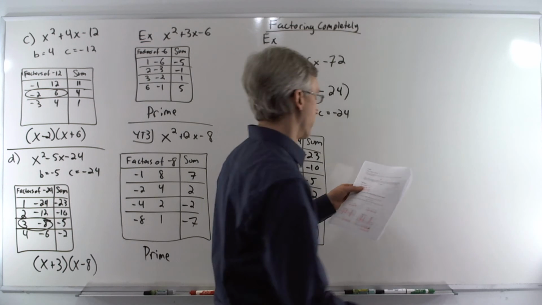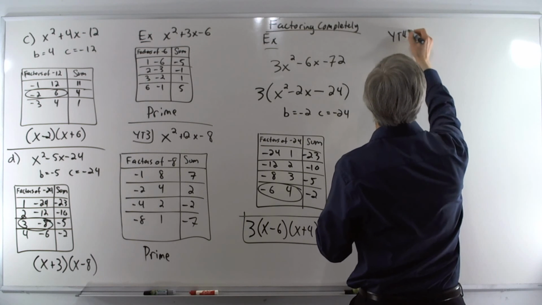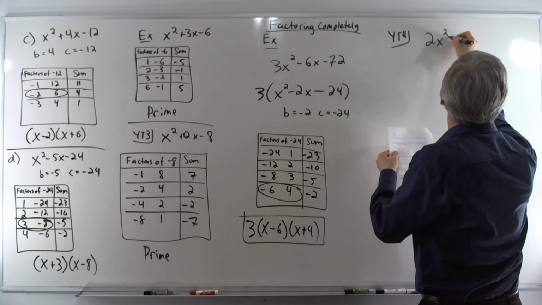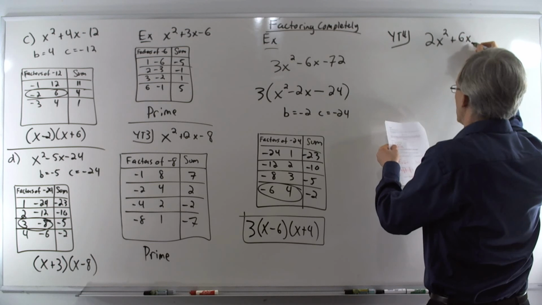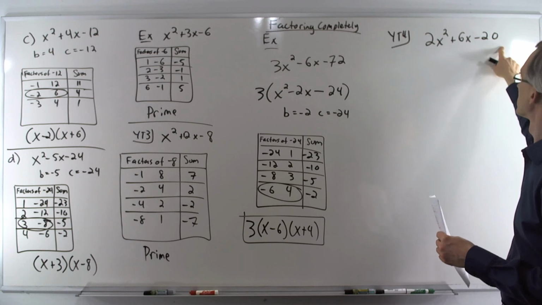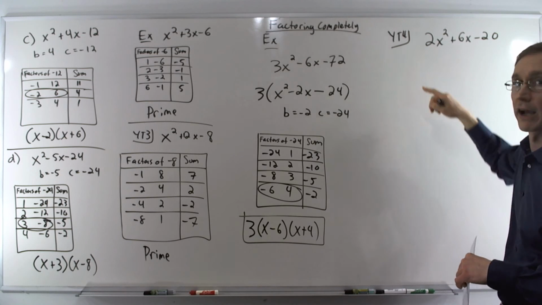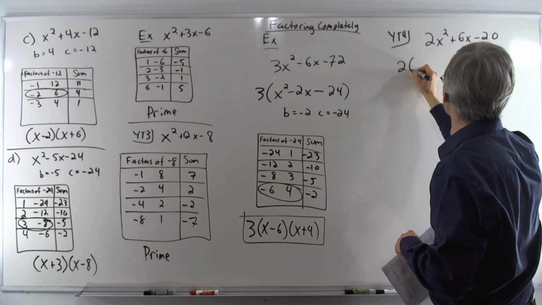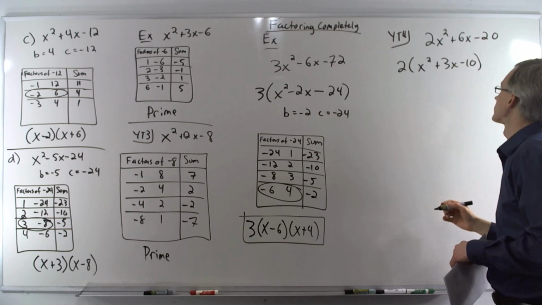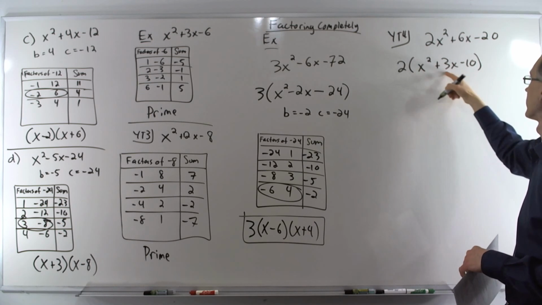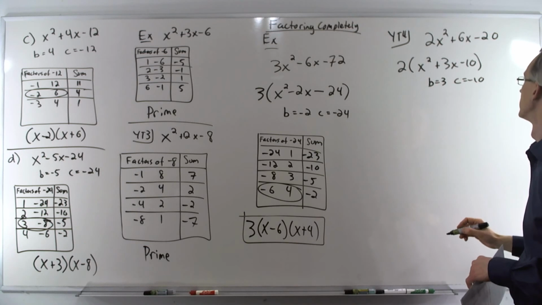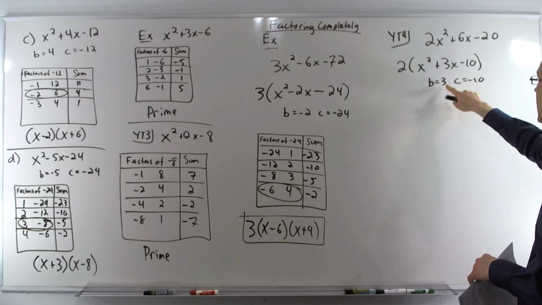Your turn, number 4. So we've got 3 even numbers. All have a common factor of 2, so we'll factor that out first. X squared plus 3x minus 10. So we're going to factor this thing now. B equals 3, and C equals negative 10. So we need two numbers that multiply to get negative 10 and add to get 3.